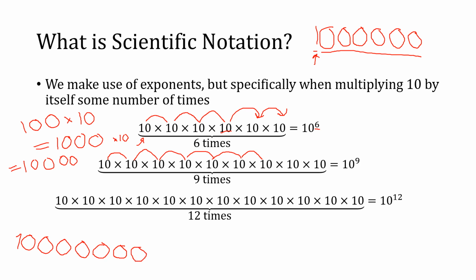We've got 7 zeros now. Multiply by 10 again. Now we've got 100 million. That's 8 zeros. And multiply by 10 again, add a 0, and now we've got 1 billion. That's a 1 followed by 9 zeros.